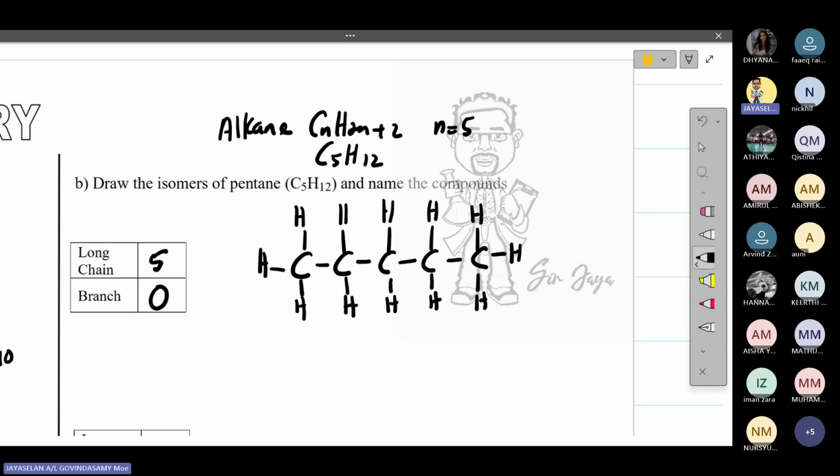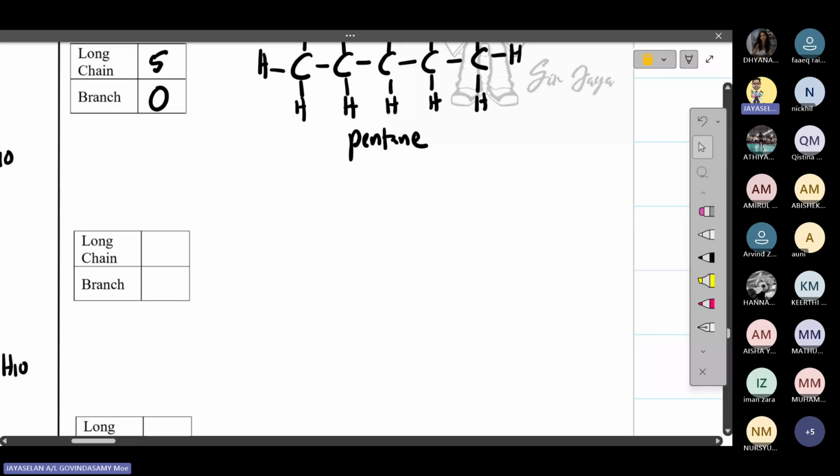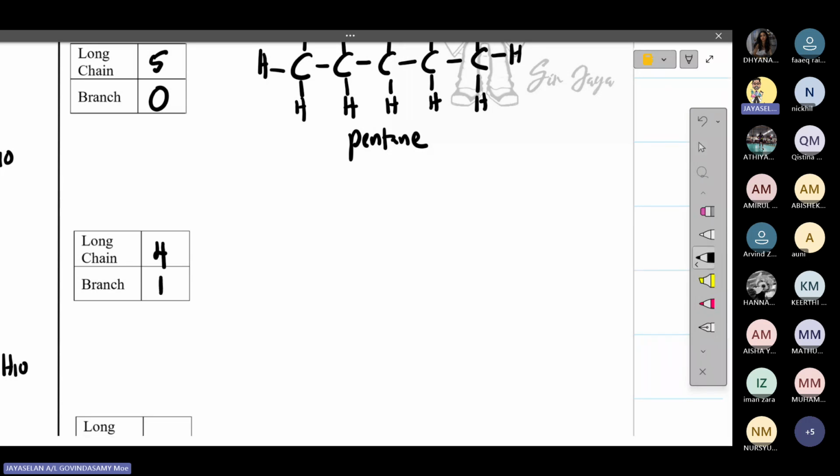So I already got the answer. So the name of this compound is pentane. I already got one isomer. Now what I do, I reduce to 4. Branch, I increase 1. You nak letak depan boleh, belakang pun boleh.